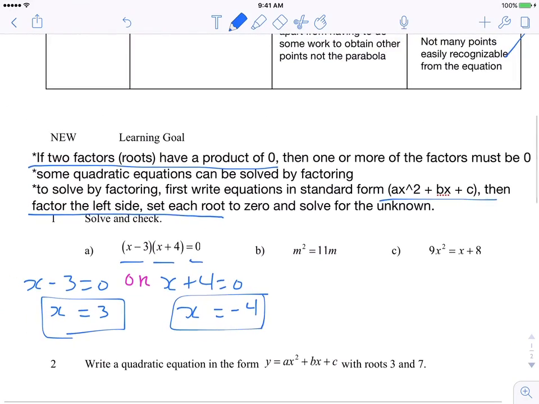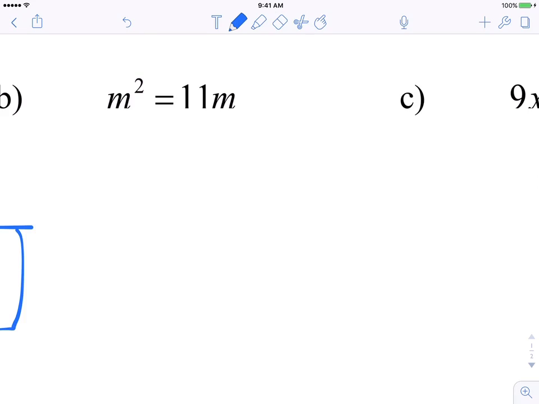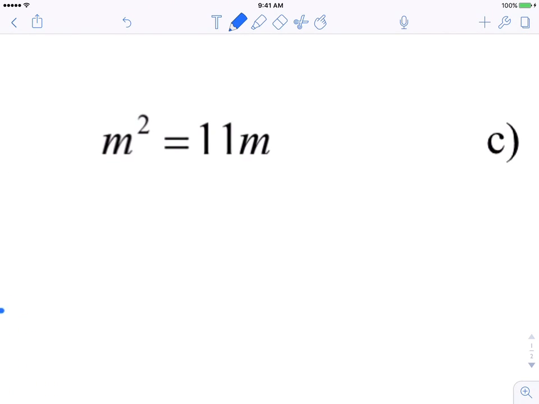Okay, let's look at the next example. We're trying to solve these. So we want to factor them or get them into root form in some way, shape, or form so that we can isolate the variable and solve. Let me just expand this a little bit here to help us out. So remember, when you're factoring, our learning goal said to solve by factoring, first write equations in standard form. Well, this is not quite standard form just yet.